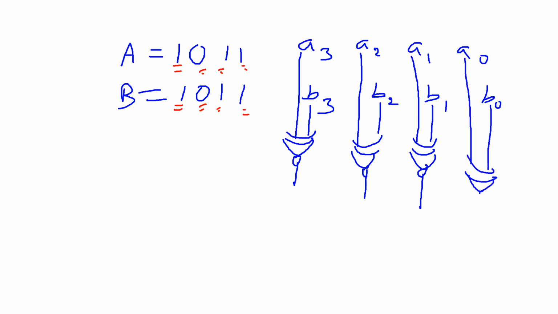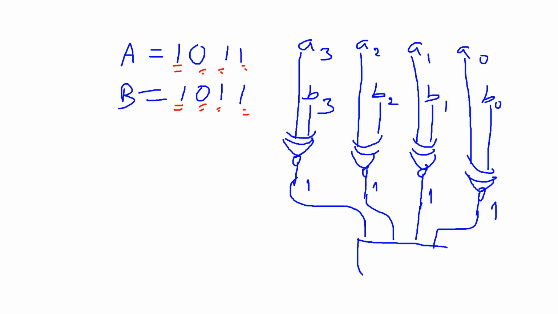And then the final result will be 1. 1 means equal. All of these outputs must be 1, right? Every bit must be the same. That means you must use what? Use AND, an AND gate, to check whether all bits are the same or not. If the final result is 1, that means every bit is the same. So these two values are the same.